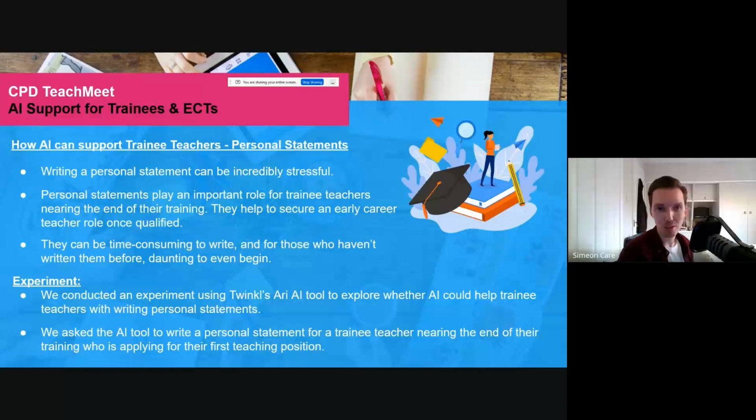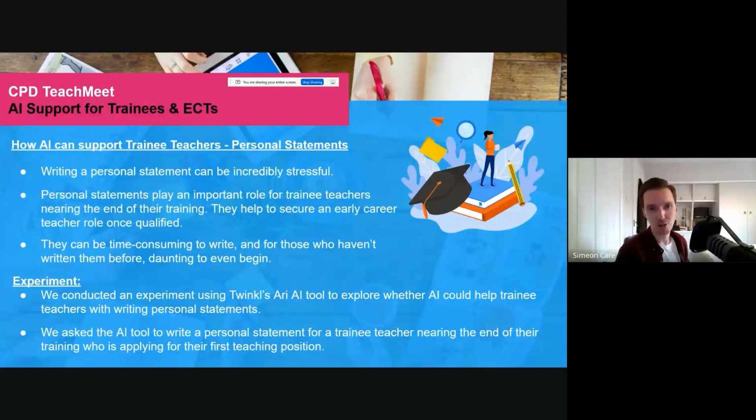So I'm going to talk a bit about personal statements, because that's something I'm quite passionate about. Every year we allow people to send in their personal statements to us for feedback. I've looked at a few hundred since I started working at Twinkl, and I know that writing a statement can be incredibly stressful for some trainees when they're in the middle of placements, if that's not their forte, if that's not something they're especially comfortable with.